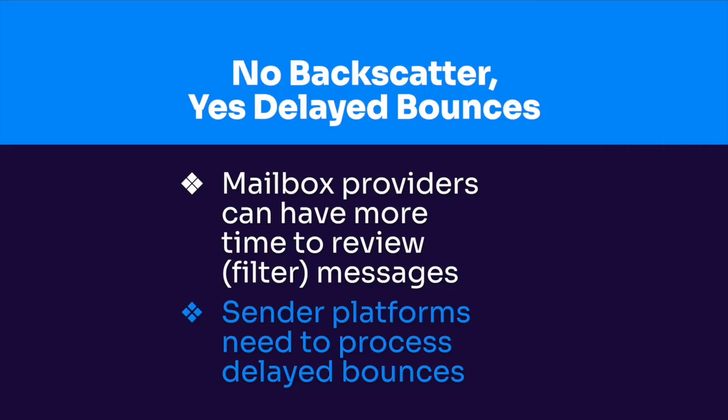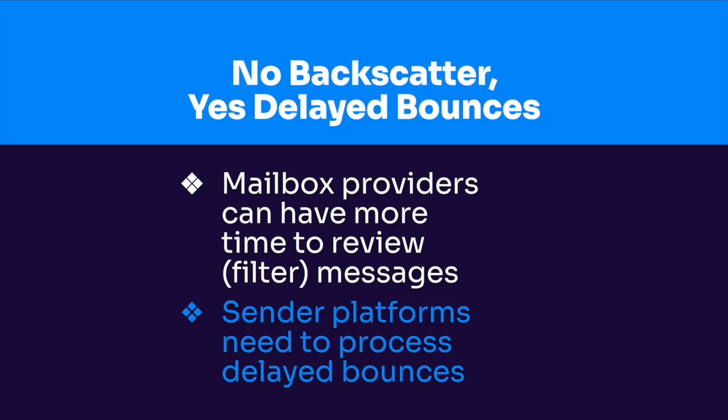DKIM2 aims to fully eliminate backscatter. No more sending bounces back to forged sender addresses. That is a very good thing. But this also changes things. It changes how rejections happen. Instead of deciding everything during the SMTP session, mailbox providers can accept the message, take their time evaluating it, and then reject it later. Minutes later, maybe even longer.